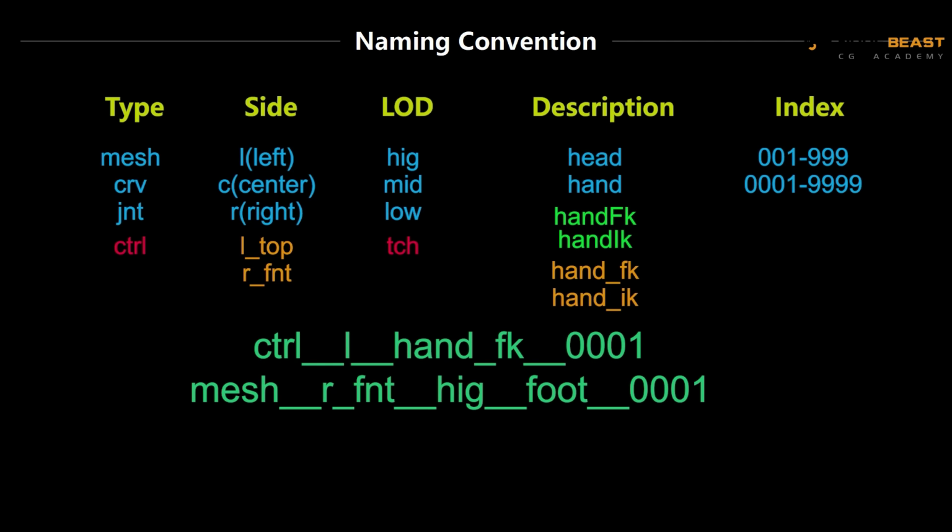Each company's naming convention basically uses these same parts, just written differently or arranged in a different order. For example, some might put the type at the end and use uppercase letters for the type and the side. Let's write one out as an example. Uppercase L, then hand FK, then 001, and finally uppercase control. So that would be another naming convention. It might look a little different, but the idea is actually the same. You can follow the same idea to come up with your own naming convention.